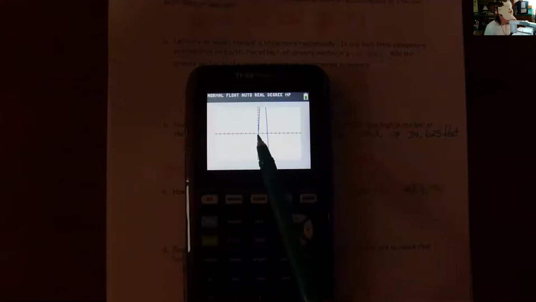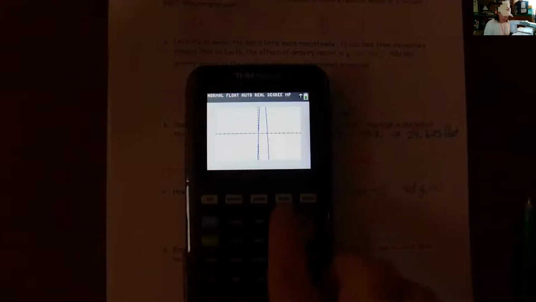Now, this 0 right here, of course, is when it was launched or thrown, right? And this right here is where it hits the ground. So what happens is our x-axis has become time, right? Our x-axis has become time. How do you find a 0? How do you find a 0 in your calculator, guys? Second, calc, which is the trace button, and you ask it for 0.